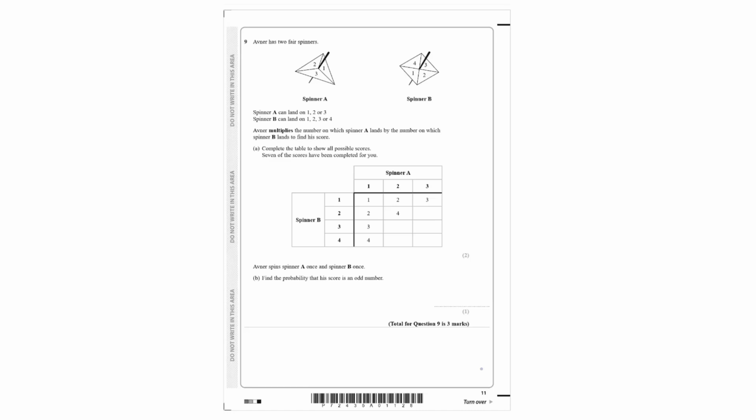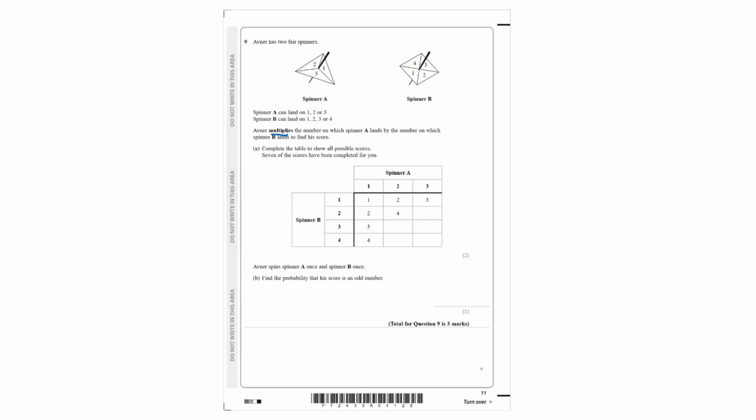Avner has two fair spinners. Spinner A can land on 1, 2, or 3, and spinner B can land on 1, 2, 3, or 4. Avner multiplies the number on which spinner A lands by the number on which spinner B lands to find the score. Complete the table given that 7 have already been completed for you.